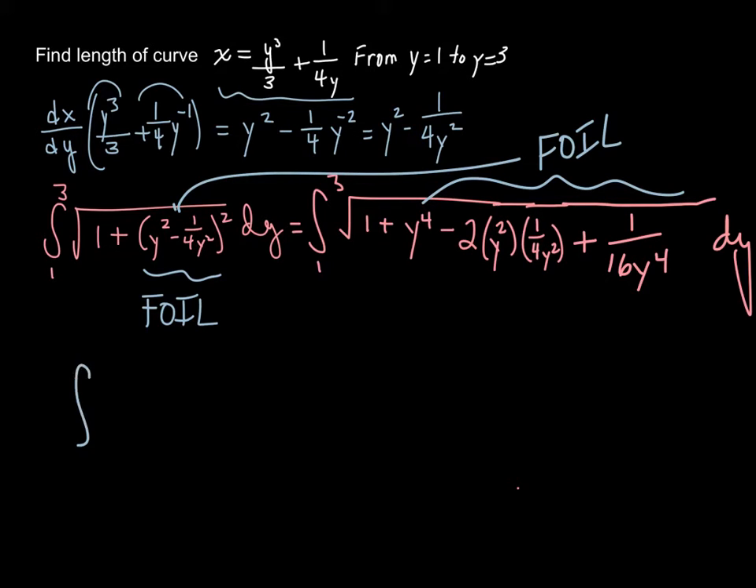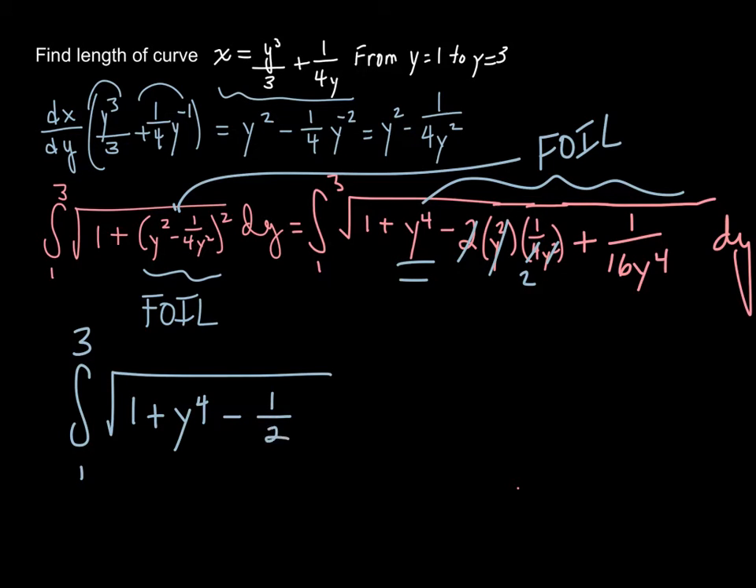So from here, I can make things look a little bit better. You can already see that the 2's cancel. Actually, the y squares cancel. So I get 1 plus y to the 4th right there. And then all I have left when I cancel stuff out was -1/2, and then plus 1/16y to the 4th.